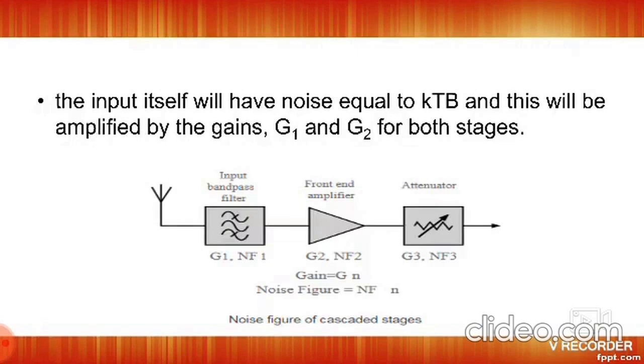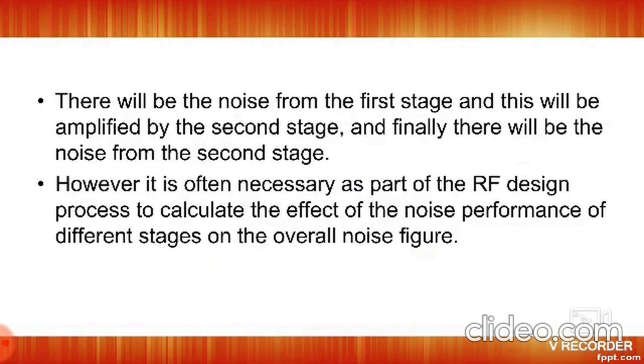Now the noise figure in cascaded systems. Cascade means the output of one system is given as the input of another system. We have the first system G1, the second system G2 and the third system G3, with noise figures NF1, NF2 and NF3. The first system output is given as the input of the second system G2, and the second system output is given as the input of the third system G3. Let us consider G as gain and NF as noise figure. There will be noise from the first stage, which will be amplified by the second stage, and finally there will be noise added in the second stage.